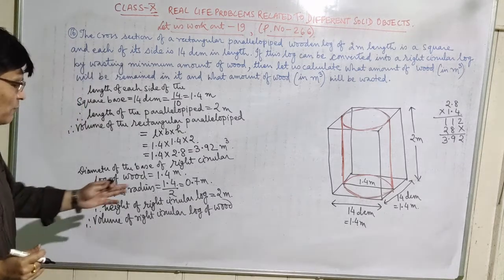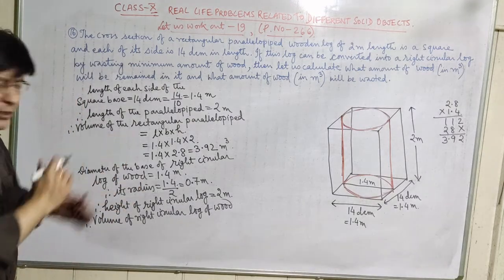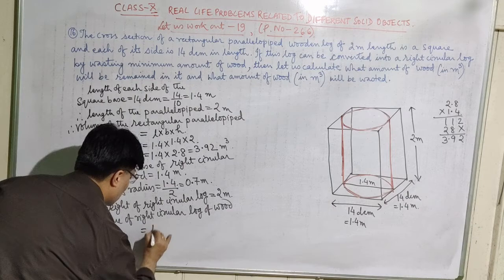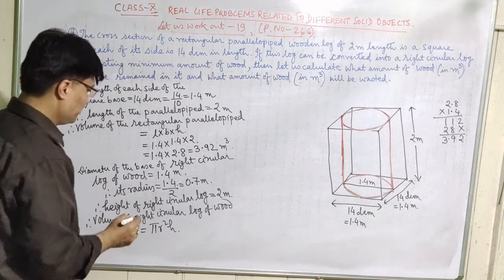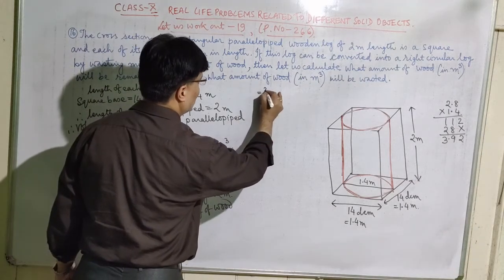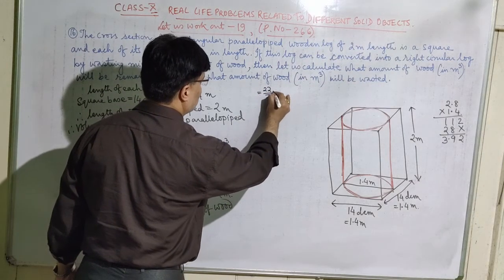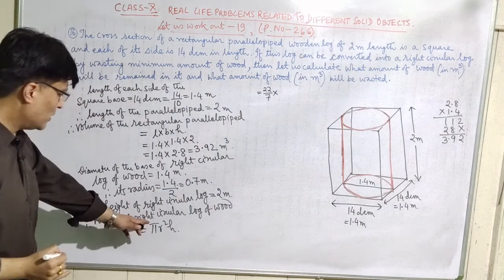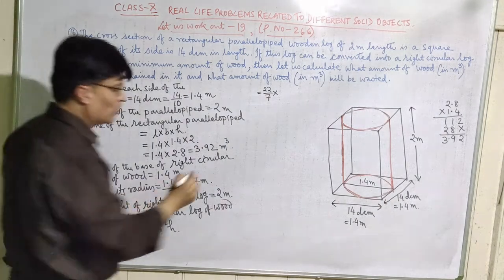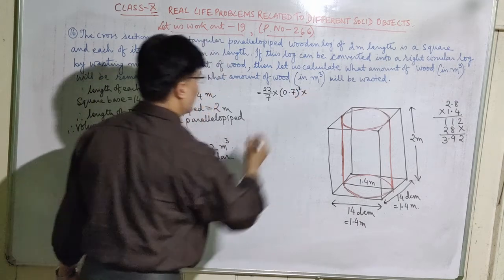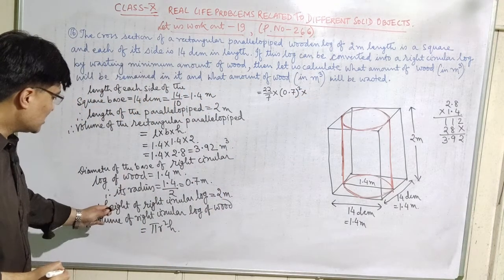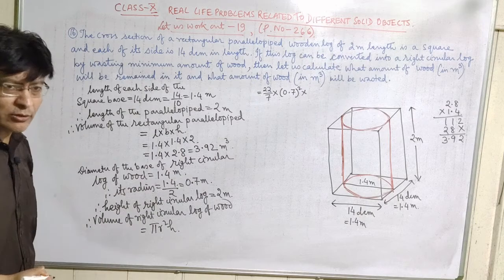So the volume of the right circular log of wood is just like your cylinder, which is equal to pi r square h. Is that clear? So which is equal to, what is pi? Pi is 22 by 7 into what is the radius whole square? 0.7 whole square, into what is its height? What is the height of the right circular log of wood?